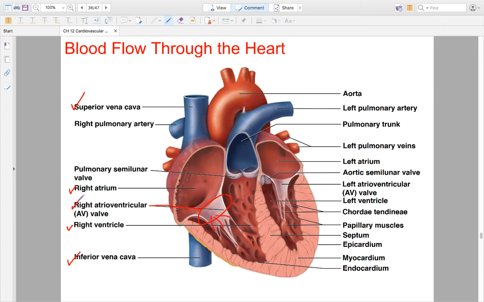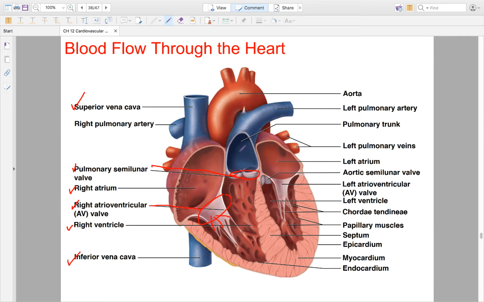Okay, now while we're still on this side, inside of the right ventricle, remember V for ventricle, we have the pulmonary semilunar valve right here. Okay, pulmonary semilunar valve. Check. All right, now let's go ahead and move to this side.